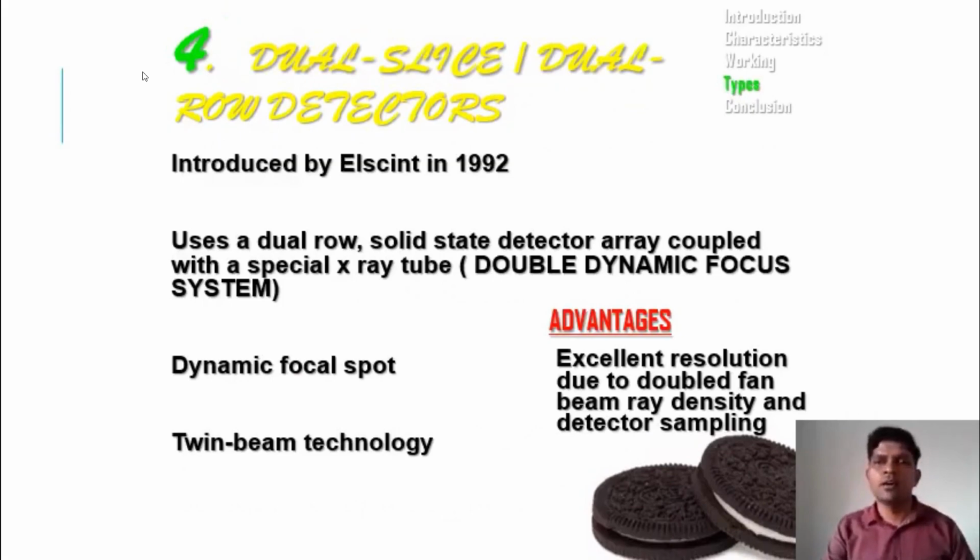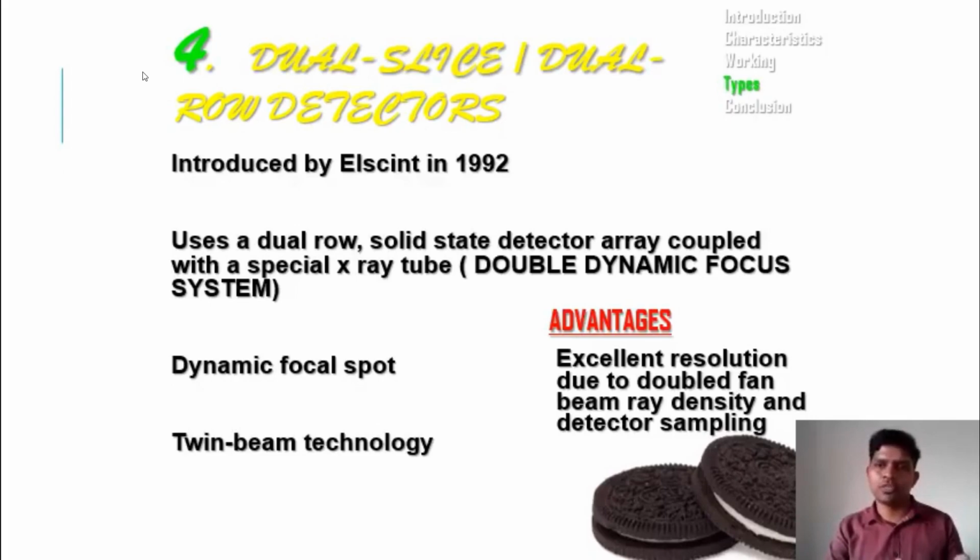Later, the dual slice or dual row detector was introduced, where a dual row solid state detector array coupled with a special X-ray tube with double dynamic focus system is used. What are the advantages of that?